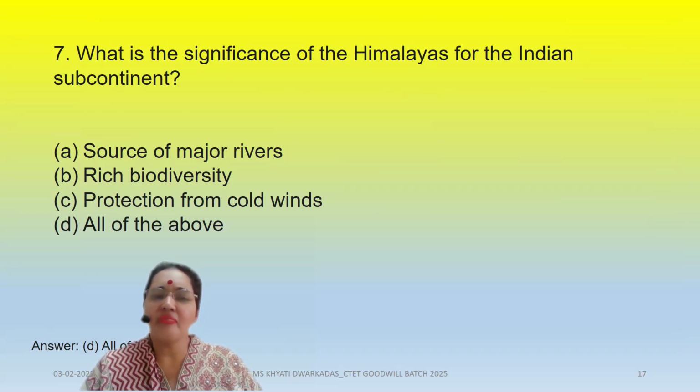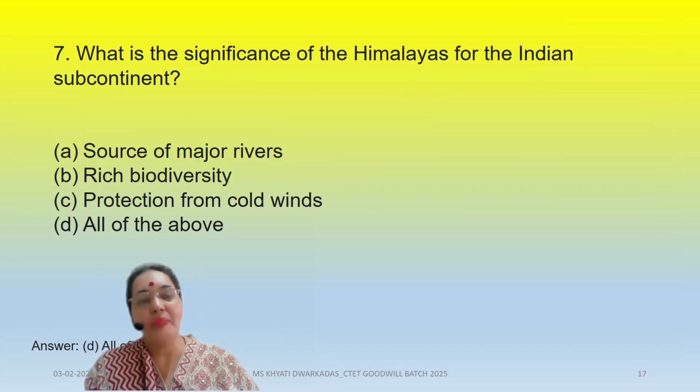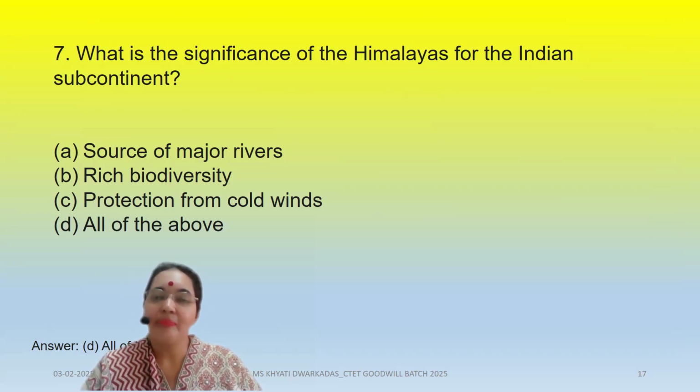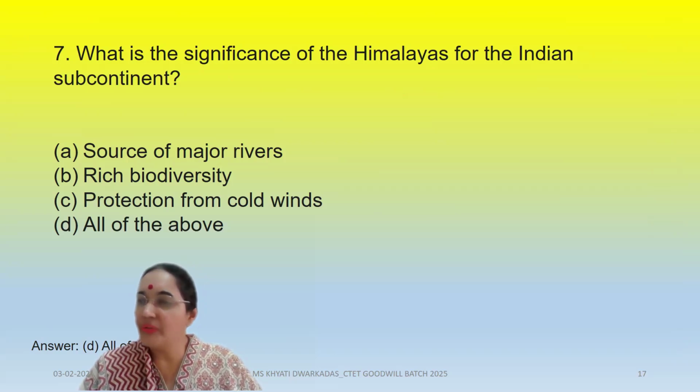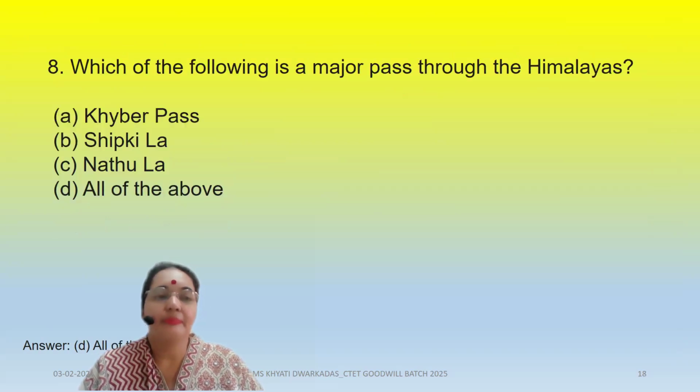So they are just a source of major rivers. Are they not rich in biodiversity? Do they not have flora and fauna? Do the Himalayas not protect us from cold winds? Had the Himalayas not been there, don't you think we would be having snow in Mumbai? The correct answer is all of the above. They protect us from the cold winds, they are rich in biodiversity, as well as they are a very important source of all the major rivers. So the correct answer is D, all of the above.